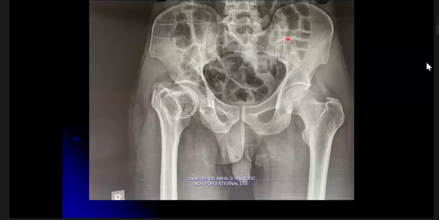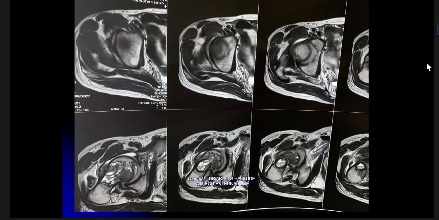Metastatic lesion can also be present. Okay, very good. What do you want to do next to characterize it or to see the extensions? MRI, sir. Okay, take the MRI then. We'll go for MRI. Okay, this is the MRI.